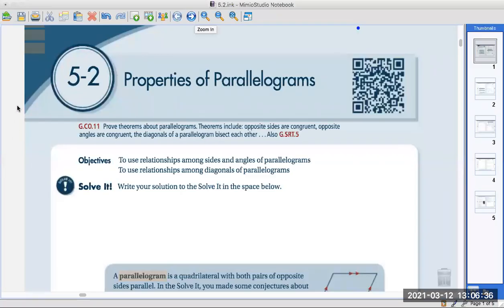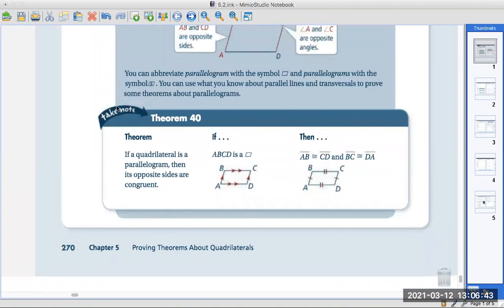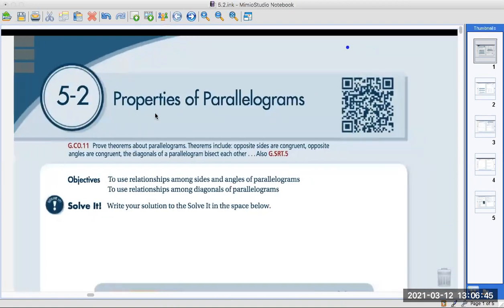Hello, everybody, and welcome to lesson 5.2 in our textbook. It is on page 270. So this lesson is on parallelograms, and the word properties means rules, some kind of things about, let's just say, parallelograms.